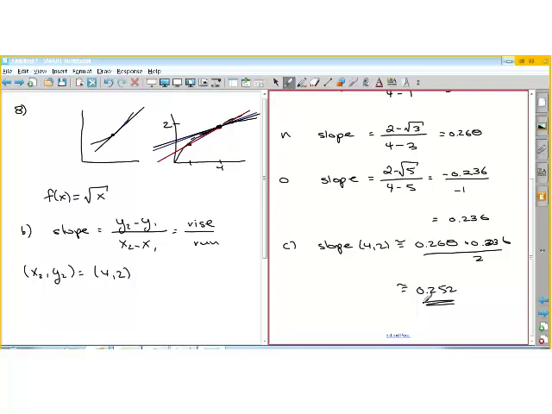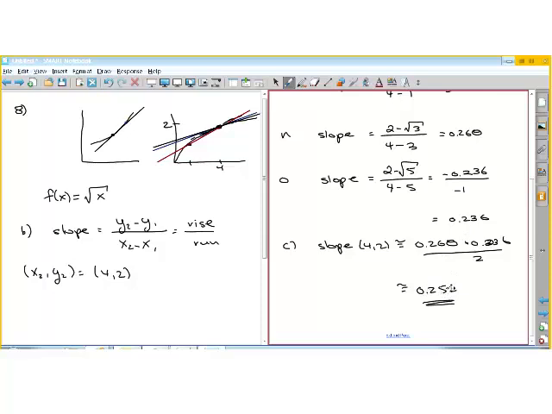Now it says, describe how to improve your approximation. Well, what you would do is you would choose points, x values, closer to 4 than 3 and 5. So you might try 3.5 and 4.5, or you might try 3.9 and 4.1. And with each one of those x values, you can calculate a y value. These slopes are going to get closer and closer to the actual slope at that point. And if you take the average, then you can get a better number.